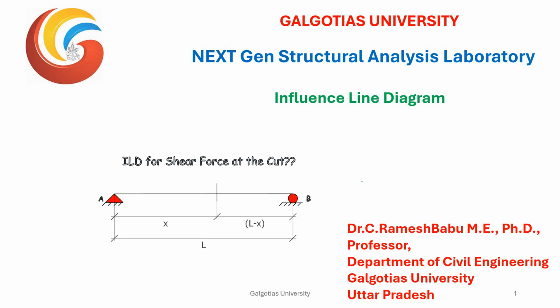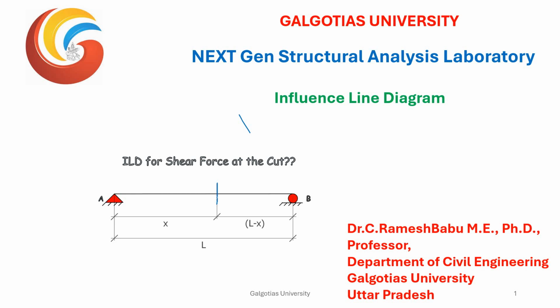Dear students, today we will solve a simple problem on a simply supported beam, where we are going to draw the influence line diagram for the shear force at a particular location that is given here. For example, you can provide a cut at this location, which is at a distance x from the left hand side support and L minus x from the right hand side support. Now, how do we draw the influence line diagram for the shear force at this particular cut?